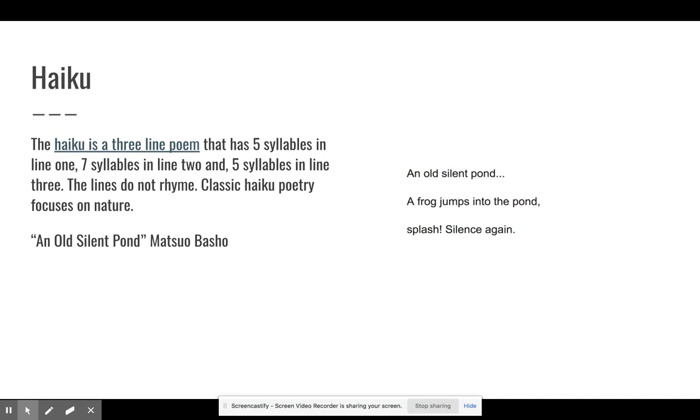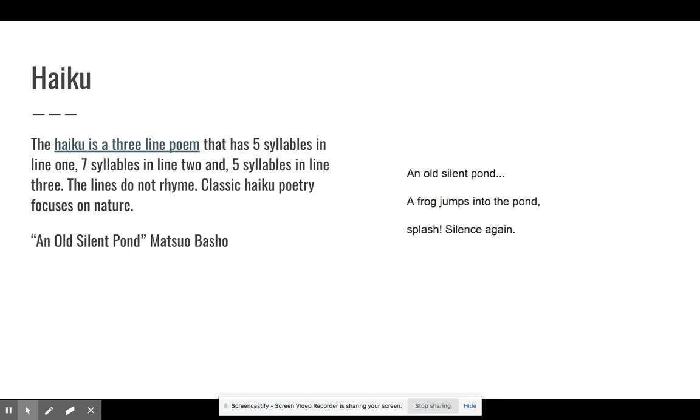So line 1 in a haiku has 5 syllables total. Line 2 has 7 syllables, and line 3 has 5 syllables. In haiku poems, they do not have to rhyme. Same with the cinquain, they don't have to rhyme. Classic haiku poetry focuses on nature, and I am going to hold you accountable for that. When you write your haiku poem, I do want it to be about the topic of nature, and nature comes in many forms. Snow, a forest, an ocean, thinking about the different clouds, okay? So be thinking about that.